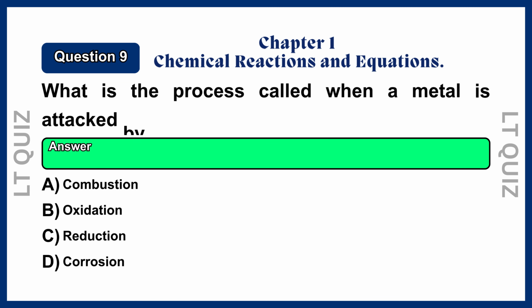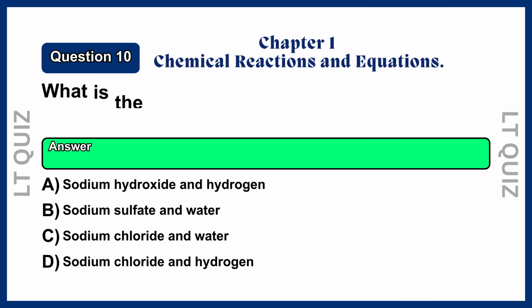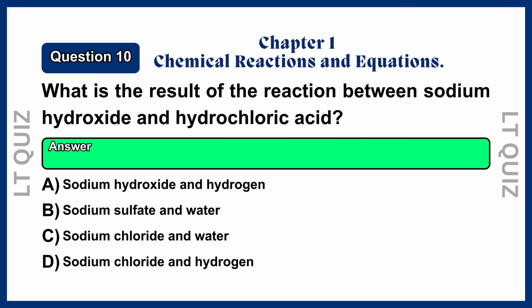What is the process called when a metal is attacked by substances around it? The correct answer is option D, corrosion. What is the result of the reaction between sodium hydroxide and hydrochloric acid? The correct answer is option C, sodium chloride and water.